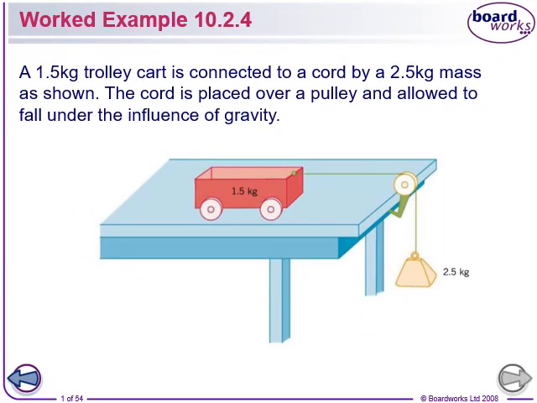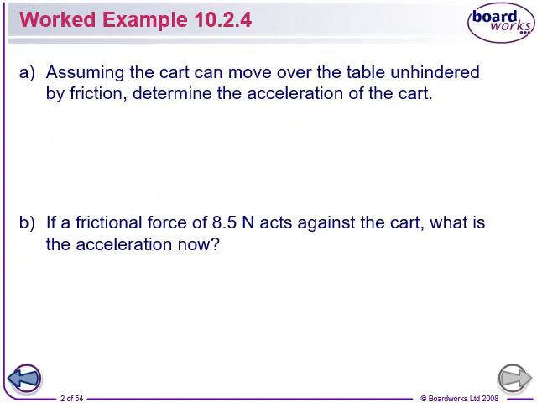Okay, a 1.5 kilogram trolley cart is connected to a cord by a 2.5 kilogram mass as shown. The cord is placed over a pulley and allowed to fall under the influence of gravity. Assuming the cart can move over the table unhindered by friction, determine the acceleration of the cart.